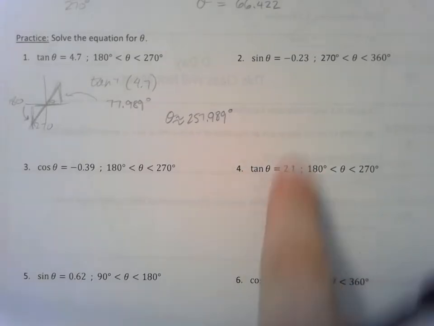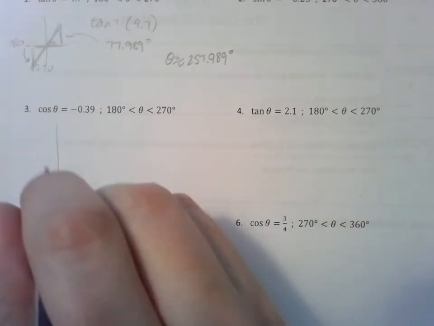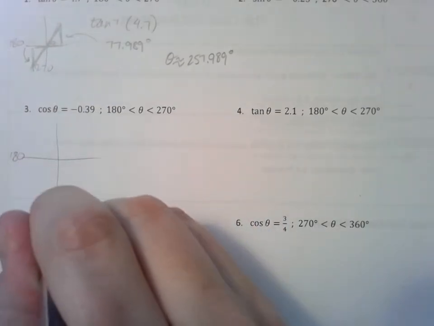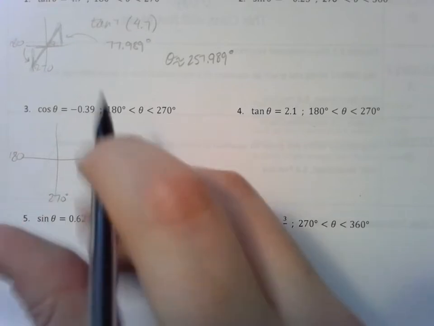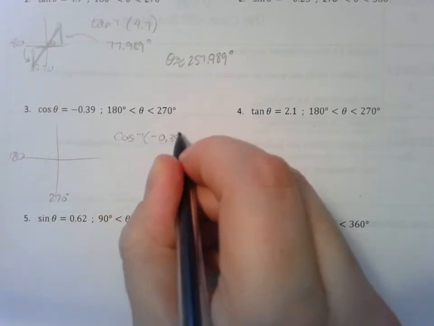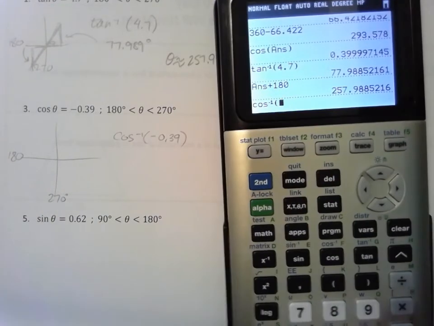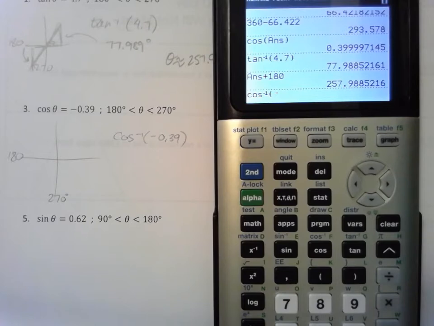I'm going to skip 2 and 4 and 6. Let's go down to question 3. Let's see, between 180 and 270. 180 degrees, 270 degrees. Let's do the cosine inverse of negative 0.39. Second, cosine inverse, negative 0.39.